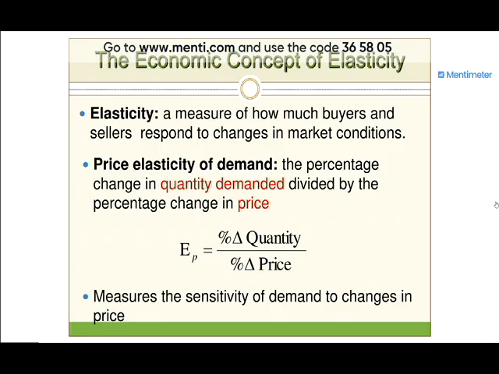Right, so price elasticity of demand, as you can see, is basically the percentage change in quantity demanded when price changes by a certain percentage, for example, by, let's say, 1 percentage point. The formula shown here is just a ratio of the percentage change in quantity over the percentage change in price. In simple words, this formula measures the sensitivity of demand to changes in price.